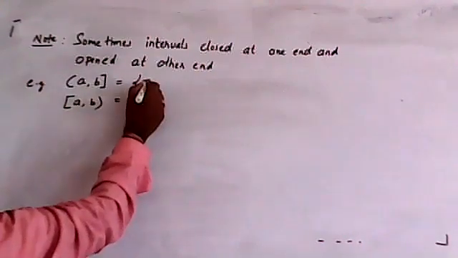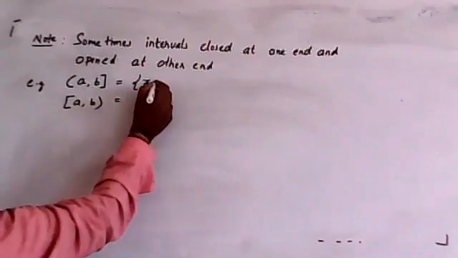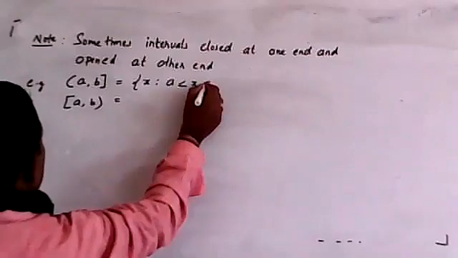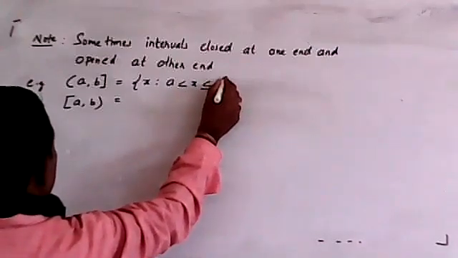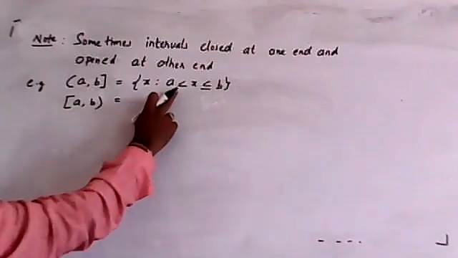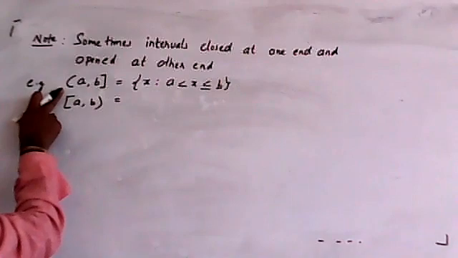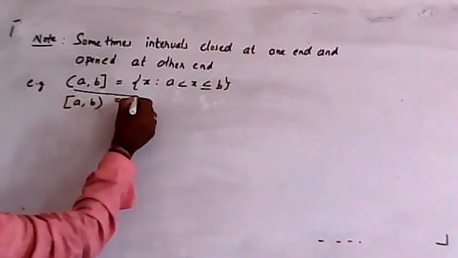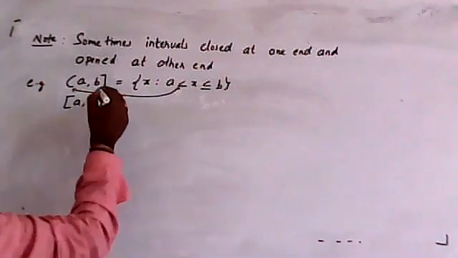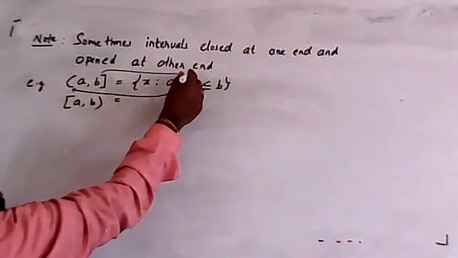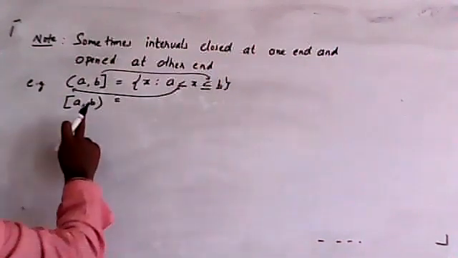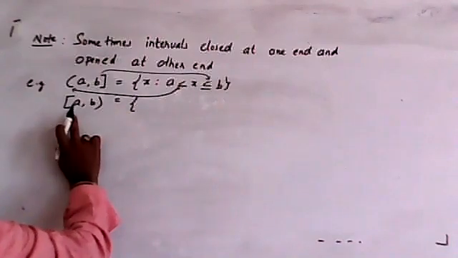There is a set of all x such that a is less than x is lesser than or equal to b. See, wherever I write lesser than or equal, that shows a closed bracket. Where I am writing only less than, that shows an open bracket. You can just observe it now. For closed, I am writing lesser than or equal. Similarly, you can just guess how I can write this now.